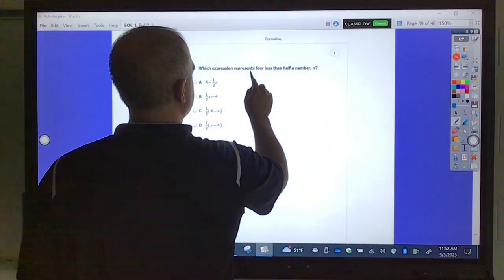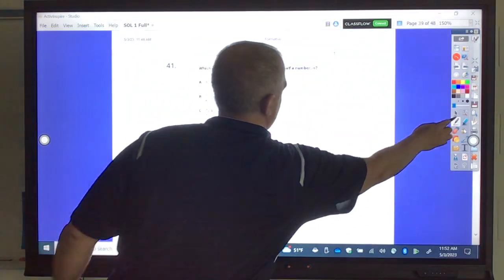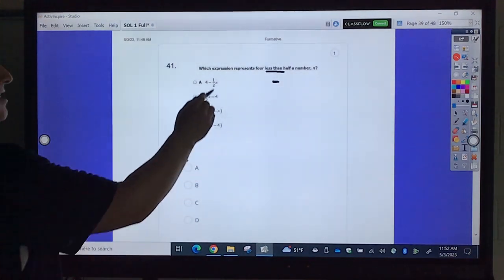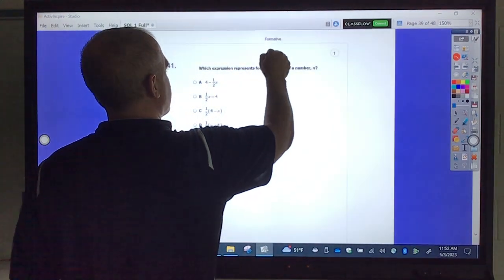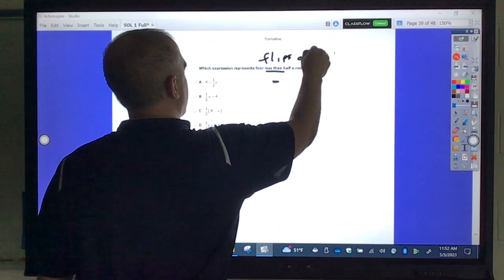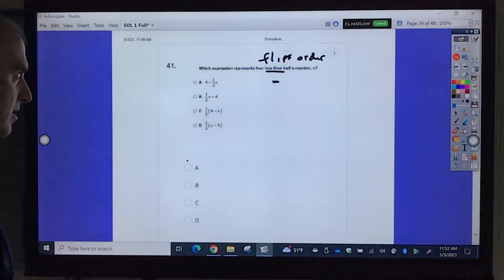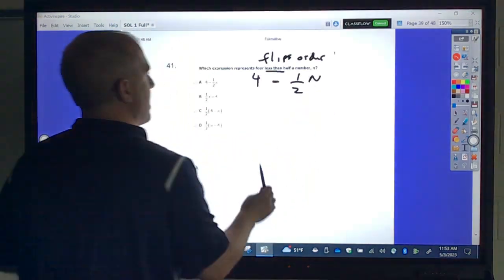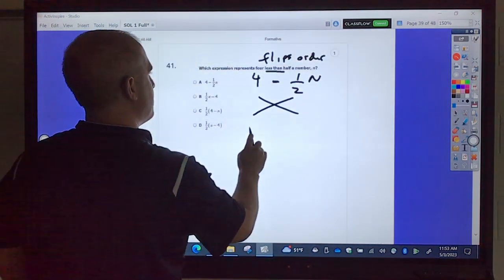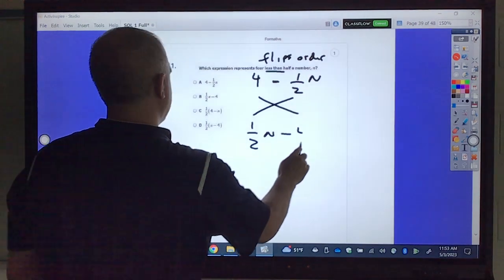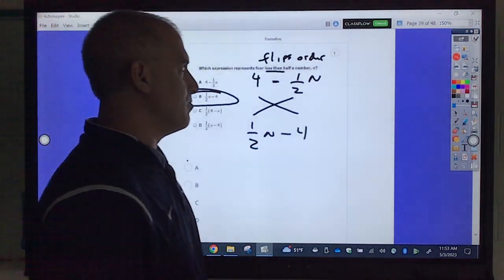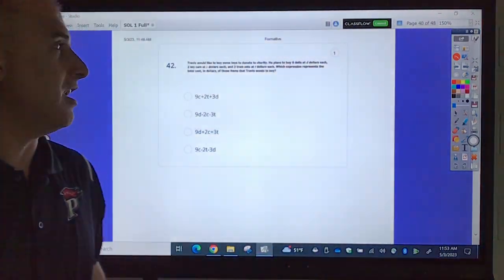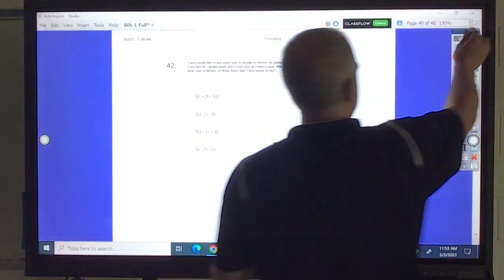All right, when it says "less than," what that means is we're going to do subtraction, but "less than" flips the order. We talked about that a long time ago. So 4 less than half a number: 1/2 n, and what that does is flip that over. So 1/2 n minus 4, which would be answer B.